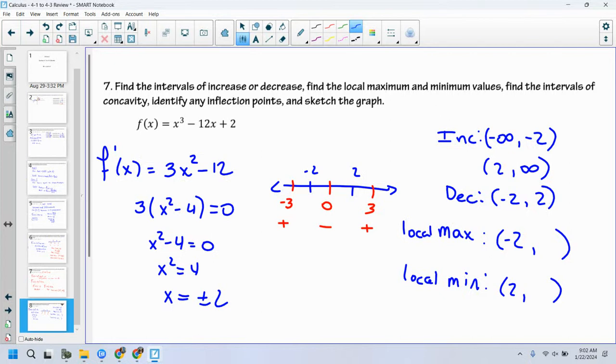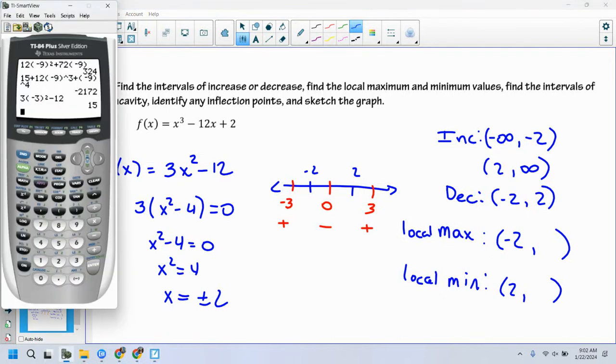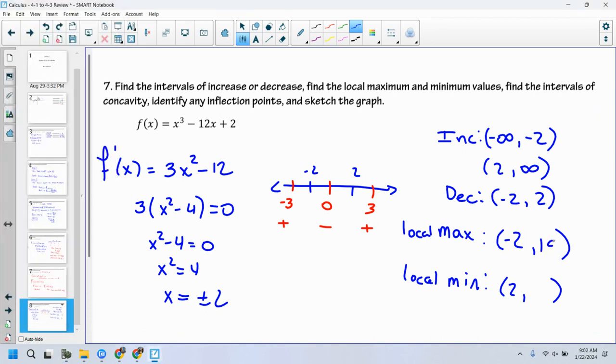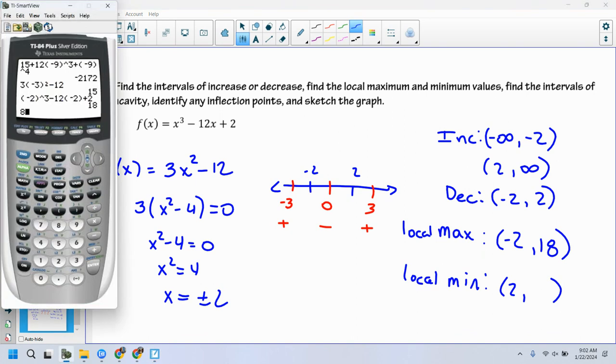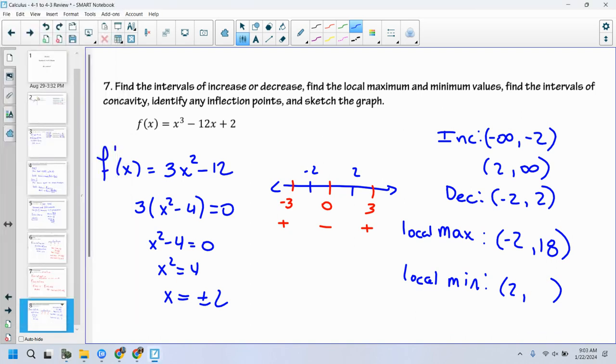Let's figure out what those things are right now before we move on. Plug in negative 2, that's negative 2 to the third minus 12 times negative 2 plus 2. 18. Let's plug in positive 2. 2 to the third, that's 8. Minus 12 times 2 is 24. Plus 2. Negative 16. Negative 14. Okay, so there is increase, decrease, local maximum, minimum values.